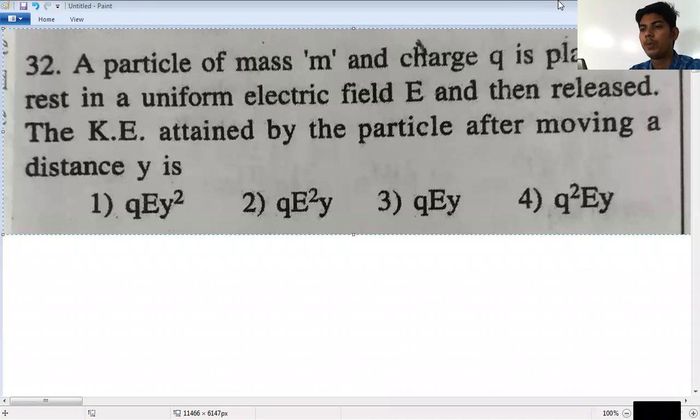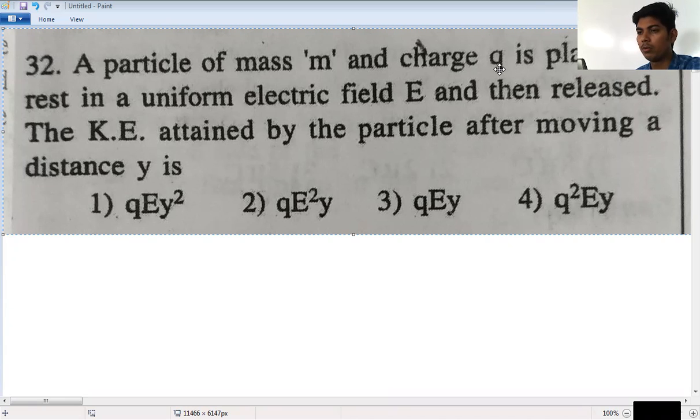We will now solve problem number 32. Problem number 32 is: a particle of mass m and charge q is placed at rest in a uniform electric field E and then released. The kinetic energy attained by the particle after moving a distance y is.